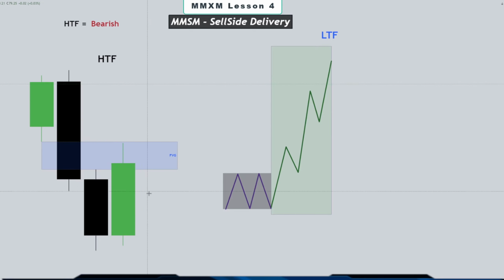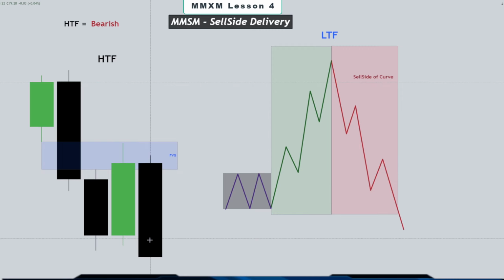Now in this area, when market filled up the higher time frame imbalance or the fair value gap, it will then deliver for the sell side and go to the initial consolidation liquidity low to grab the sell side liquidity. So how does that look in terms of the candle? This sell side delivery will look on the lower time frame something like this. I will be explaining every single step, so without any further ado, let's go to that part.